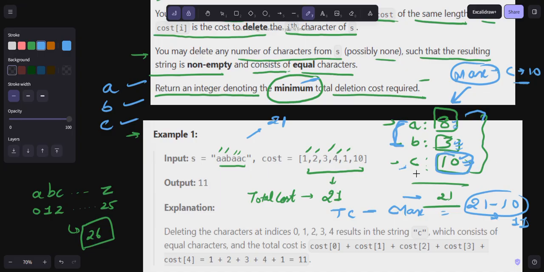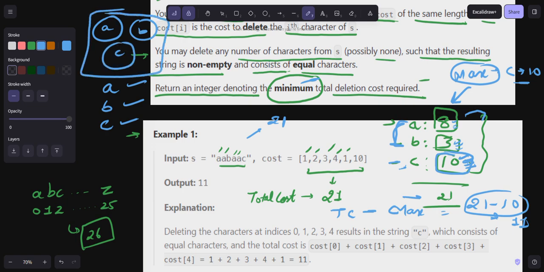So definitely I want to keep something which has the max value here. If that particular one has the max value, that means I'm saving it. How am I saving it? You can understand it like this. We have A, B, and C. Overall cost is nothing but the combination of all these: A plus B plus C.